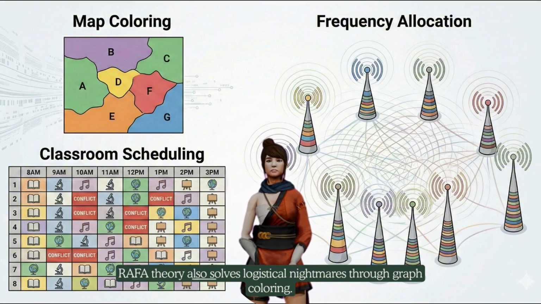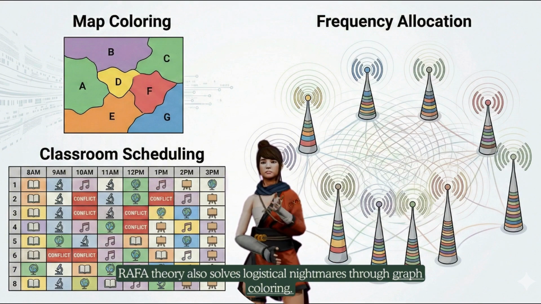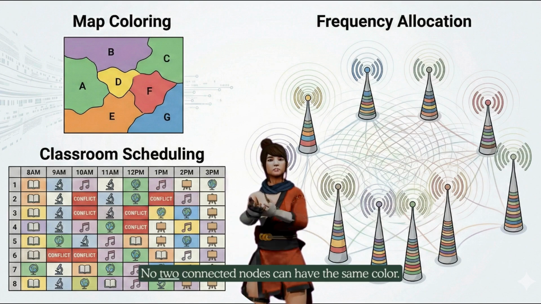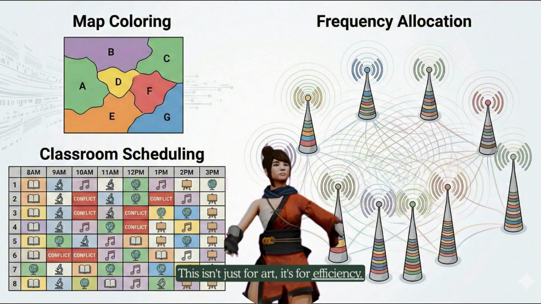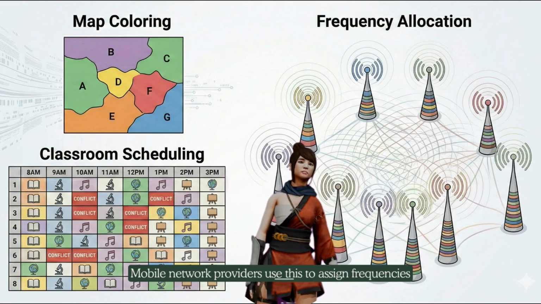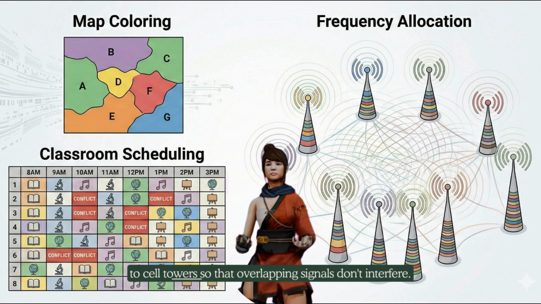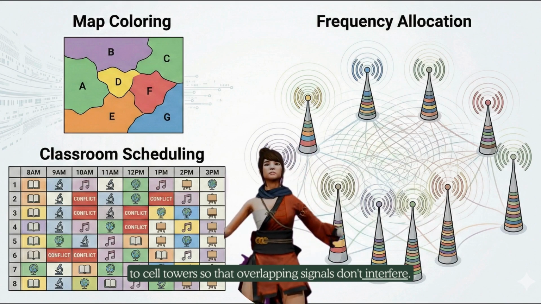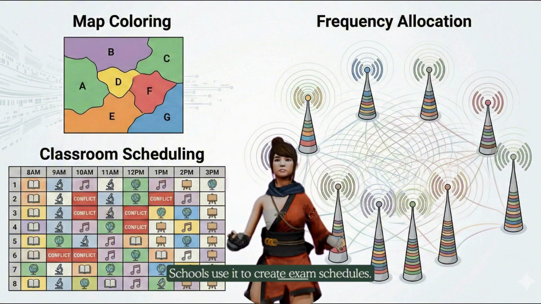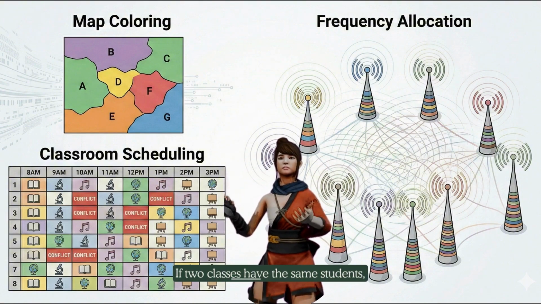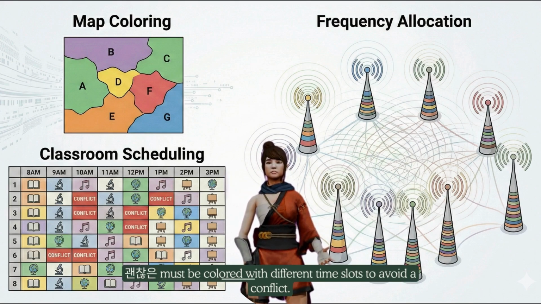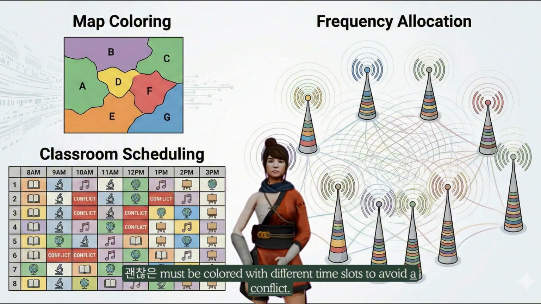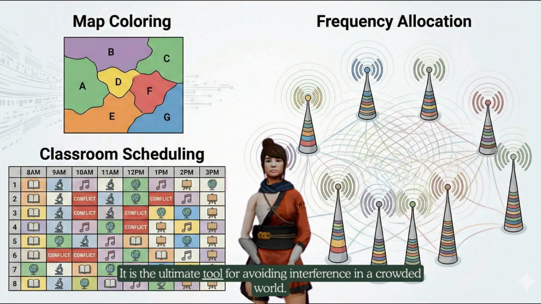Graph theory also solves logistical nightmares through graph coloring. The rule is simple: no two connected nodes can have the same color. This isn't just for art, it's for efficiency. Mobile network providers use this to assign frequencies to cell towers so that overlapping signals don't interfere. Schools use it to create exam schedules. If two classes have the same students, they are connected by an edge and must be colored with different time slots to avoid a conflict. It is the ultimate tool for avoiding interference in a crowded world.